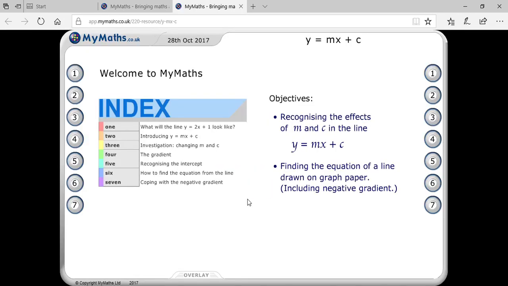In this part we would like to study the effect of m and c with respect to a given line y equals to mx plus c, and also understand the equation of a line drawn on graph paper, including negative gradient. Negative gradient, as usual, gradient you know is up upon across. So negative gradient means down upon across. Great. So let's start.